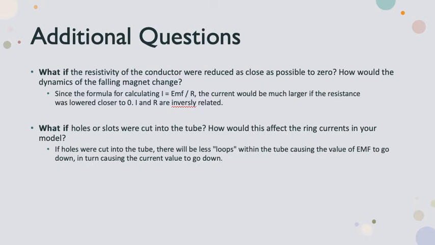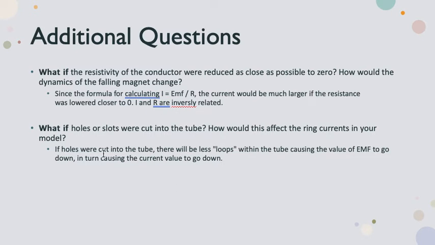Some additional questions we had were: what if the resistivity of the conductor was reduced as close to zero as possible, and how would the dynamics of the falling magnet change? An equation we used a lot in this lab was I equals EMF over R. Since I is calculated as EMF over R, the current would be much larger if the resistance was lowered to zero, since I and R are inversely related.